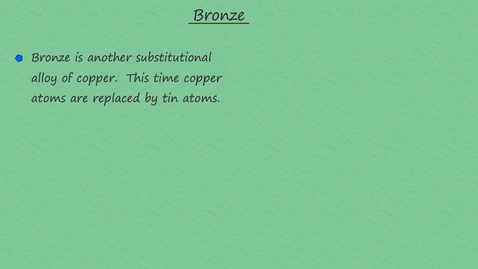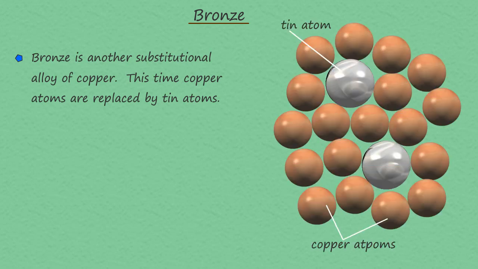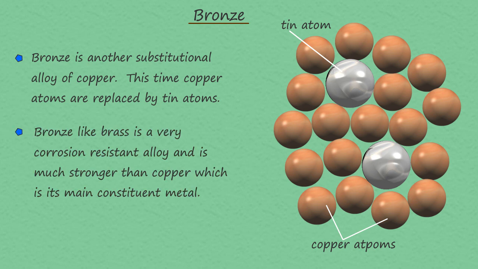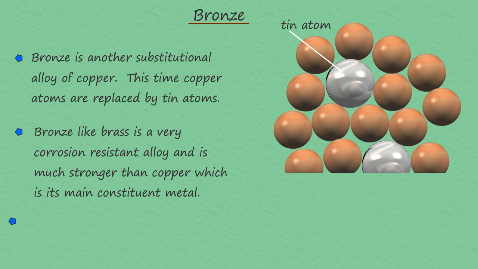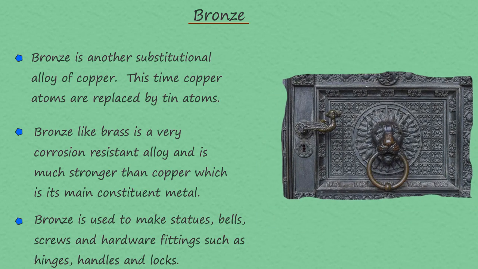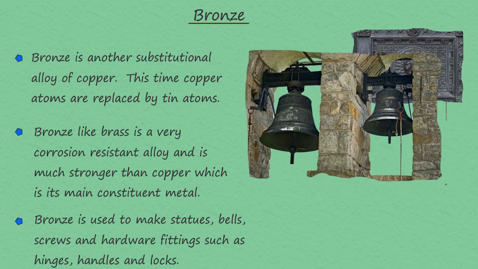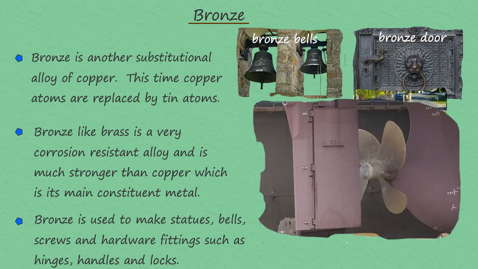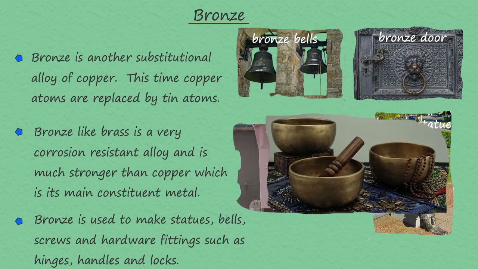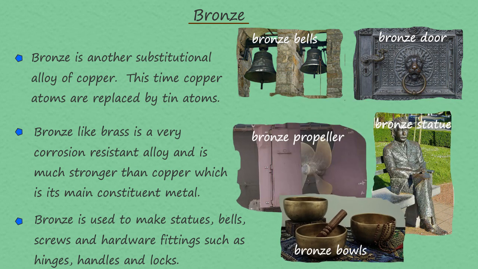Another substitution alloy of copper is bronze. However, this time the copper is mixed with the metal tin. Typical bronzes consist of around 88% copper and 12% tin. Like brass, bronze is a very corrosion resistant alloy, and it is much stronger than the copper metal that is its main component. The main uses for bronzes are in the manufacture of hardware fittings such as screws, handles and locks. It is also used to make statues, ships' propellers and fittings for boats and yachts.